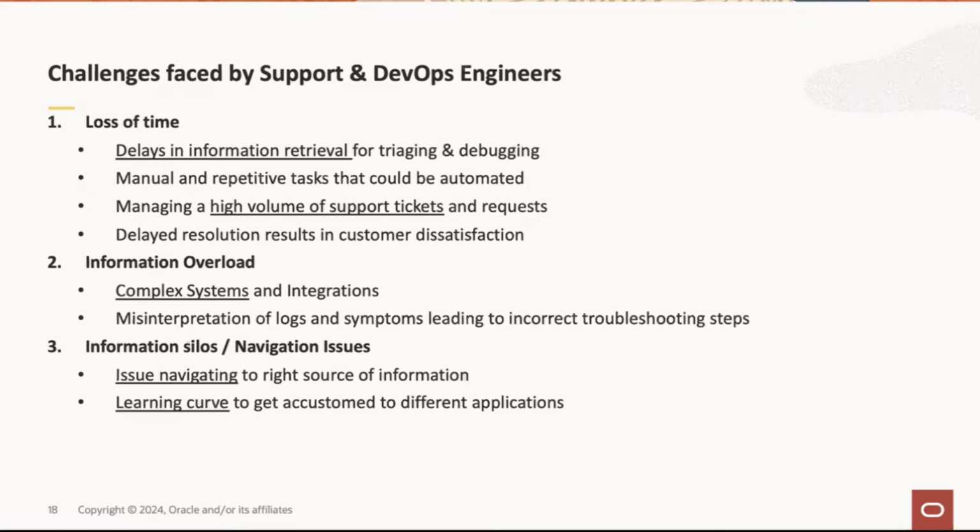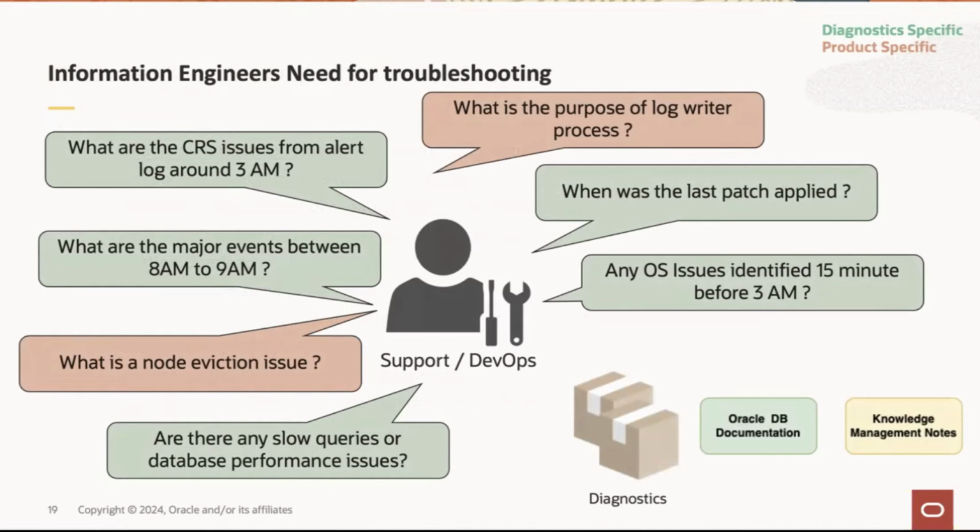A support engineer generally needs a specific set of information when they are focusing on troubleshooting a given issue. They might ask, what were the major events that happened at a specific point in time? What was the last time a given patch was applied? Then they might have product specific questions, like, what's the node eviction issue? Let me get myself up to date regarding the issue at hand so that I can look at the right set of information to perform the resolution.